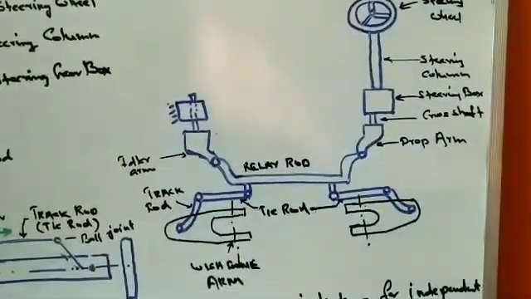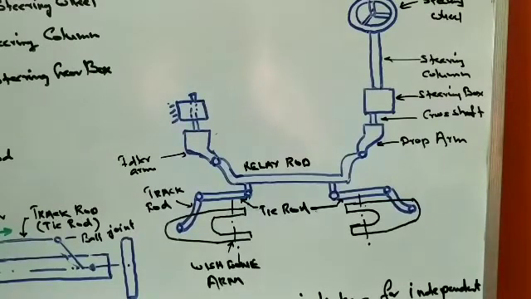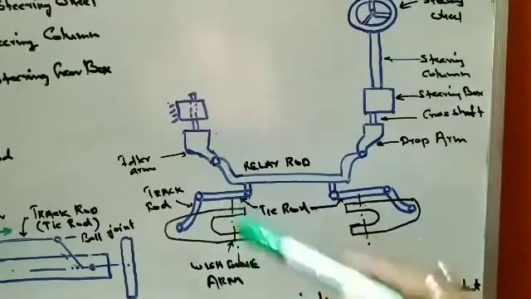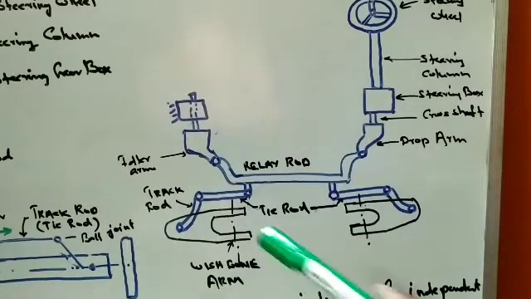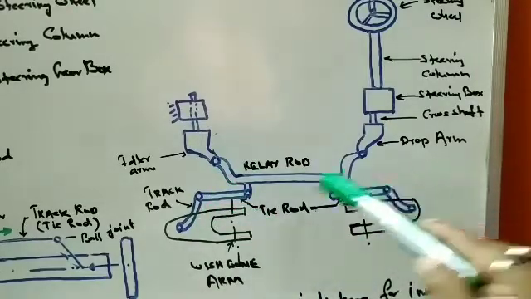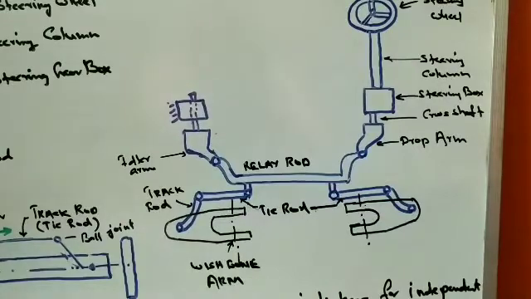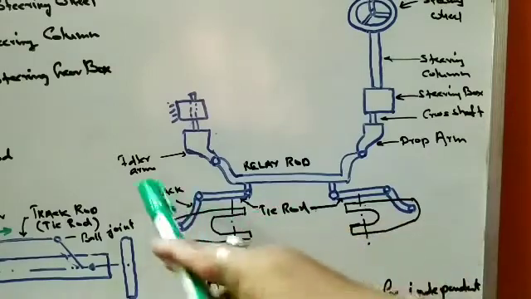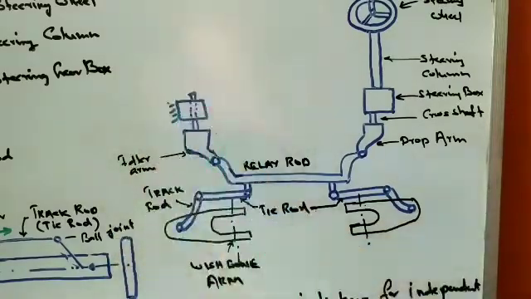Now in an independent suspension system, a 3-piece track rod is used, the center portion being called the relay rod. Instead of using one track rod, we are using a 3-piece track rod. So this is track rod 1, this is track rod 2, and the center one is called the relay rod, which is connected at one end to an idler arm.